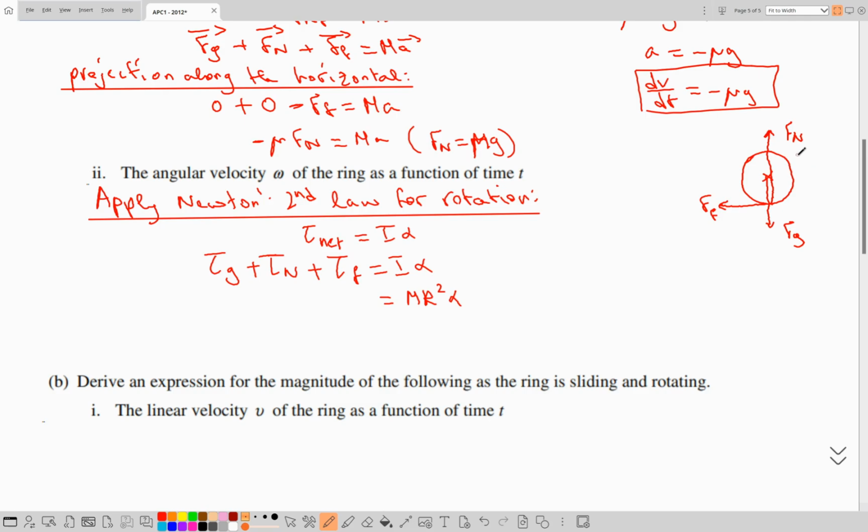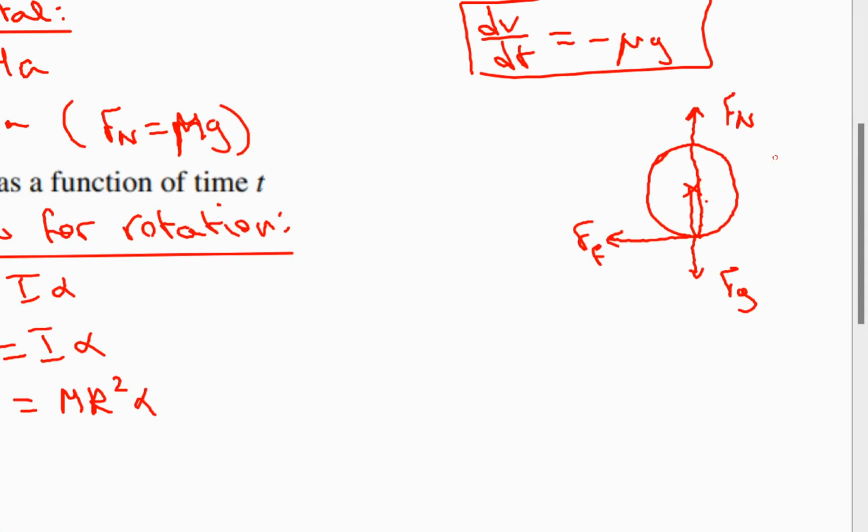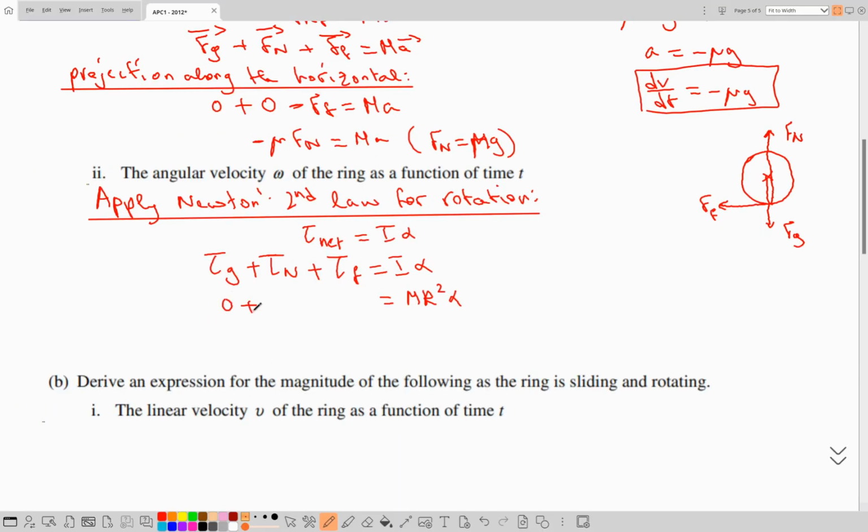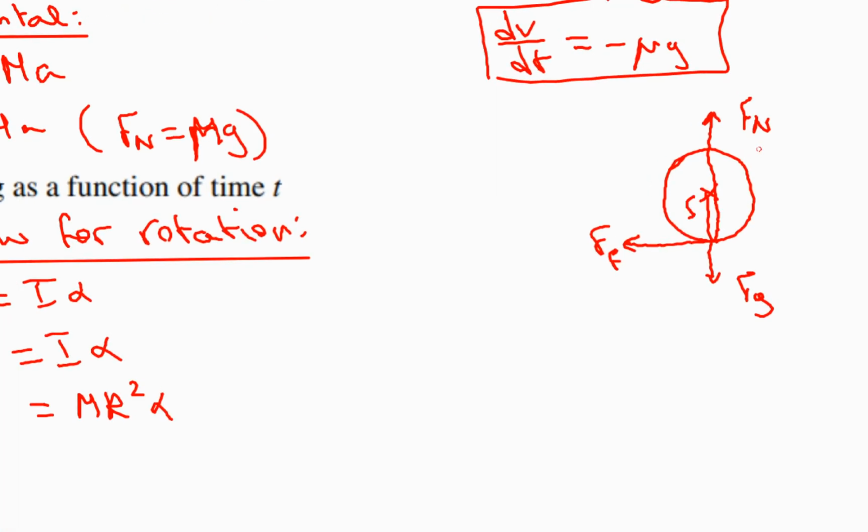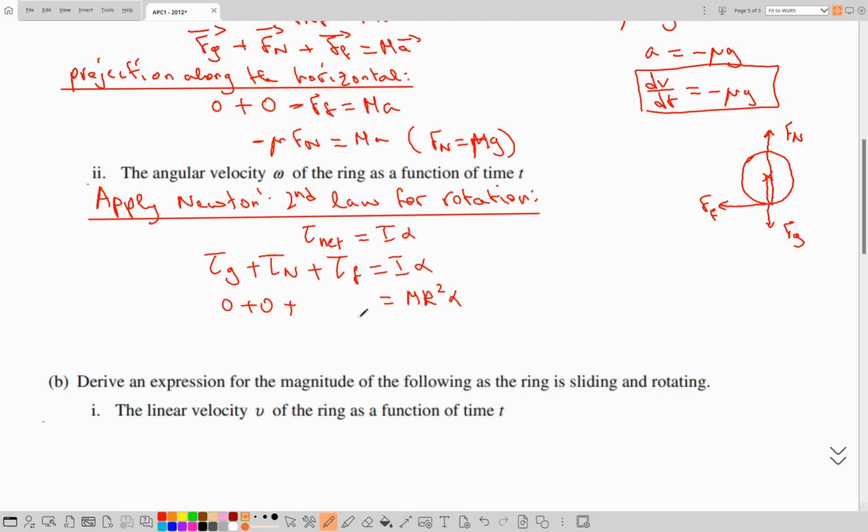Now what about the torque produced by gravity? The pull of gravity has a line of action passing through the center, so it produces no torque. Similarly for the normal push, so that would be 0 plus 0. Then the only force providing torque is the friction. That would be the radius, and it's being applied tangentially and in the positive direction that we're assuming, which is causing motion. Then that would be friction Ff multiplied by R.